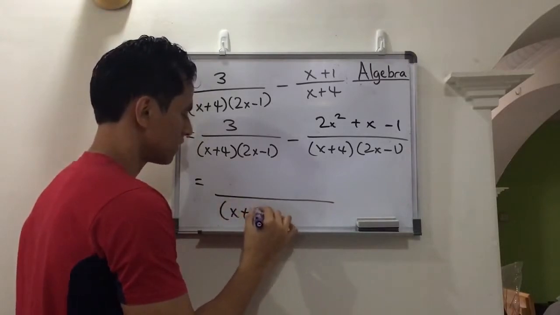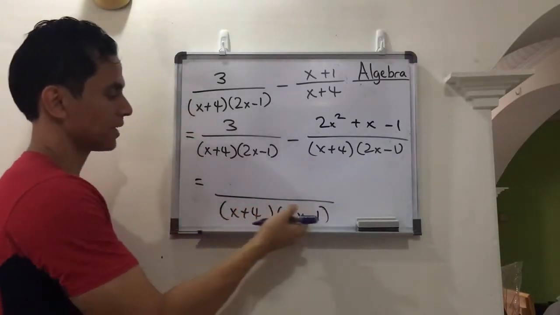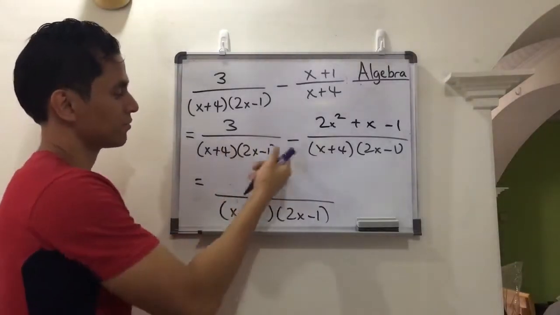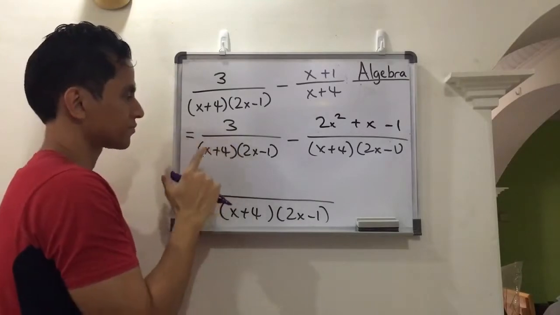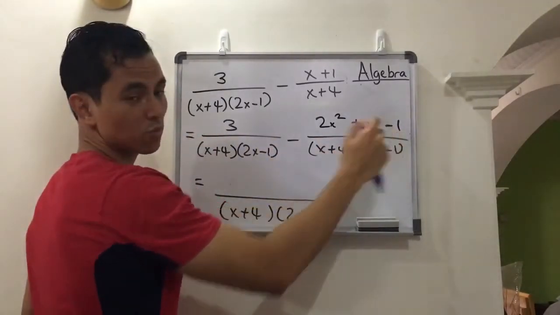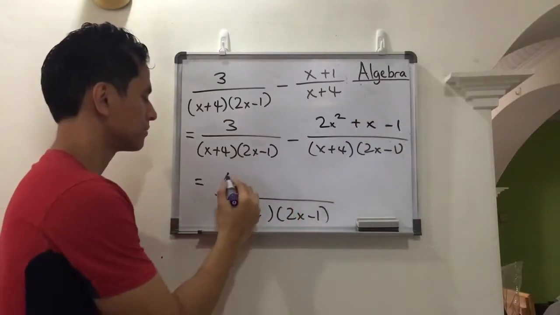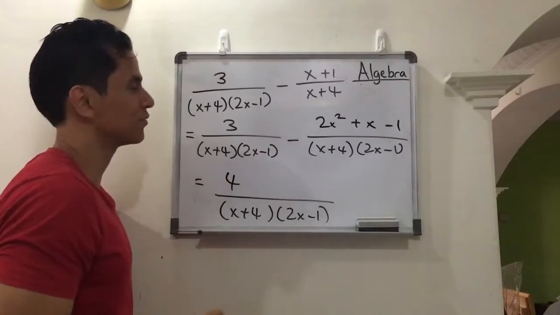x plus 4, 2x minus 1. Okay, denominators will be combined because, I mean, they're the same, right? So we can just put it here. And now, we're going to go 3 minus 1. So this becomes 4, okay? This minus 1 becomes a plus 1 when we have two negatives.